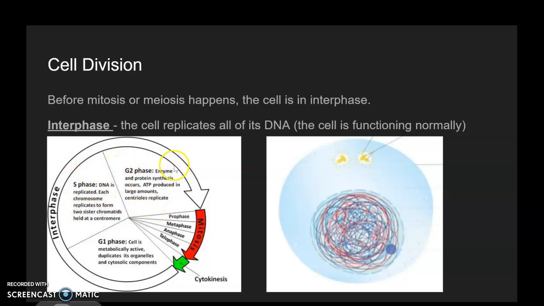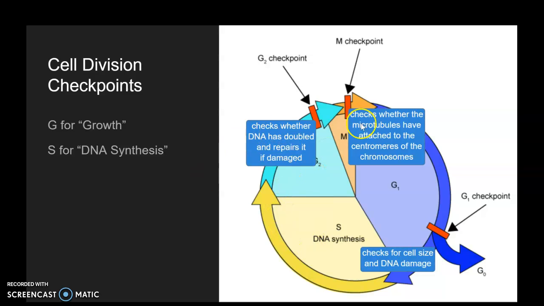And then during the second growth phase, G2 phase, it's creating enzymes and protein synthesis occurs. ATP is produced in large amounts. Centrioles replicate, so it's kind of growing the tools it needs, centrioles and energy, in order to enter mitosis. Right? So throughout this whole process, there are tons of checkpoints.